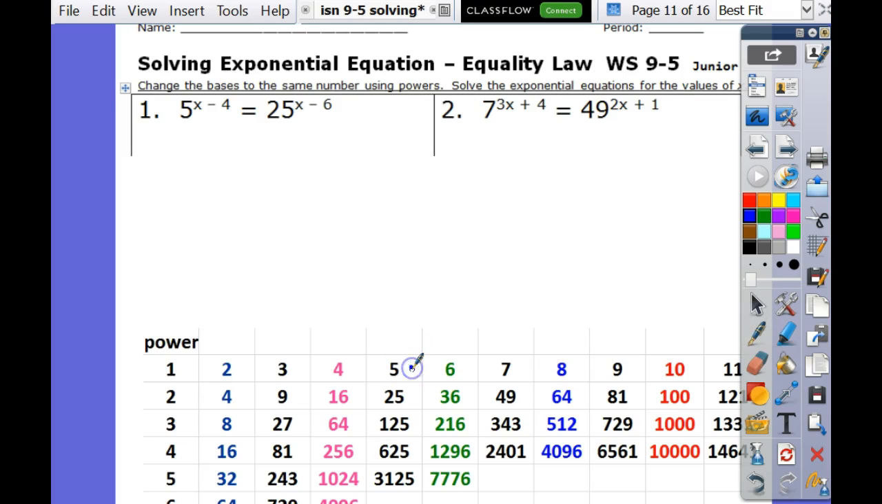The 5 is right here. The 25 is right here. That means 25 is 5 squared, if you didn't already know that.